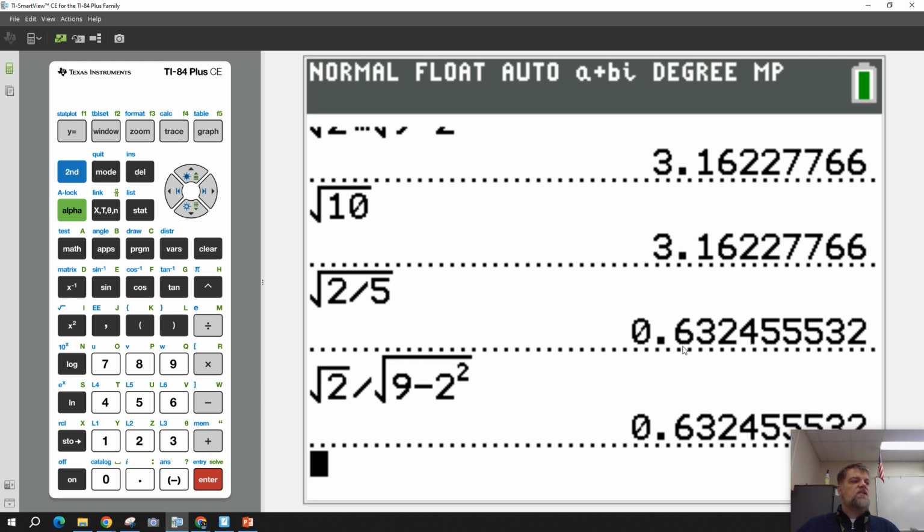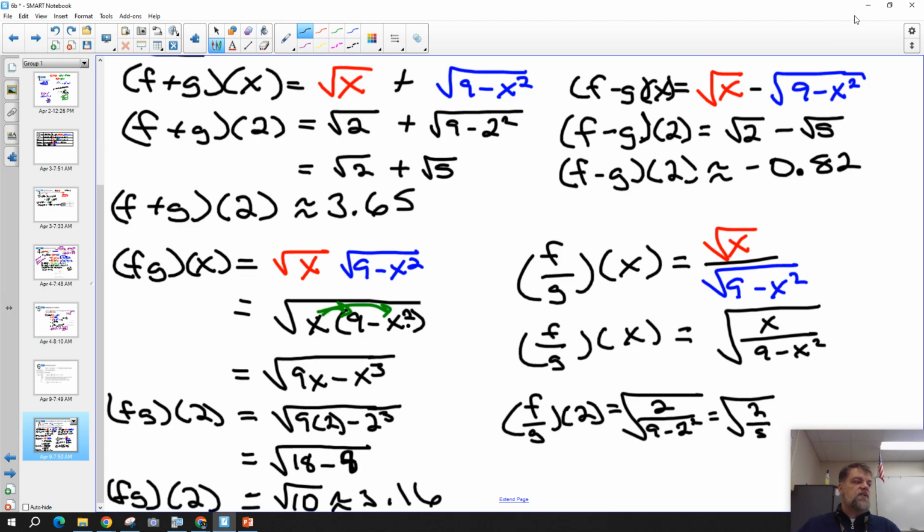Again, rounding to 2 decimal places. 0.63. I have to make a decision. Do I leave that as 0.63 or change it to 0.64? I look to the number on the right. If it is 5 or greater, I would round up to 0.64. If it is 4 or less, I just leave it as 0.63. Since this is a 2, I leave it as 0.63. So then we would say that our answer, f divided by g, evaluated at 2, is approximately 0.63.